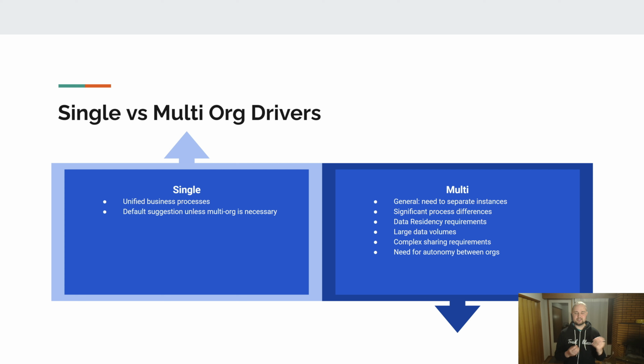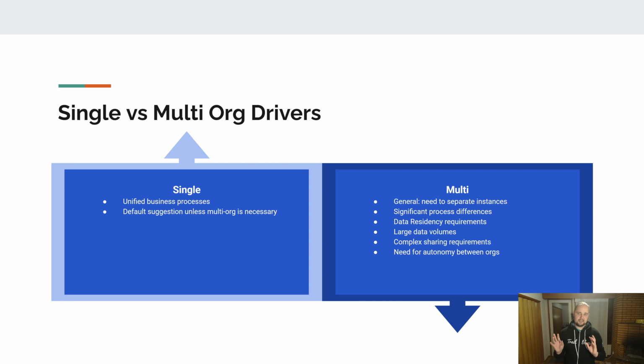Another consideration is complex sharing requirements. For example, if people in one country should not have any access at all to the data from another country, then that's a requirement which might prompt us to go multi-org, if by default we can't fulfill those sharing requirements out of the box.